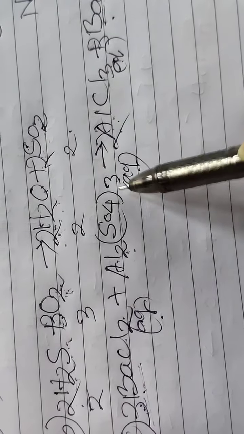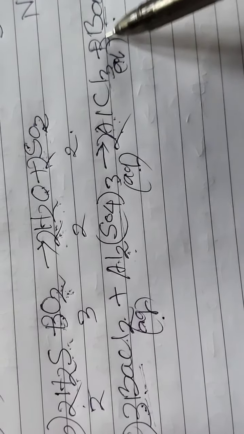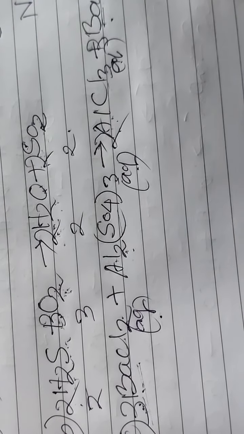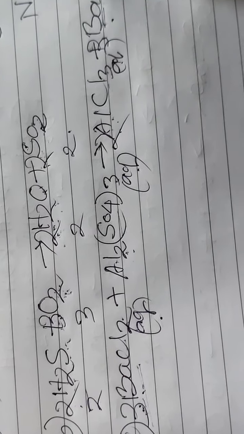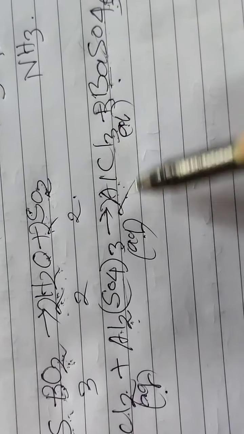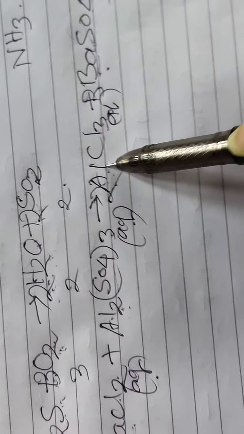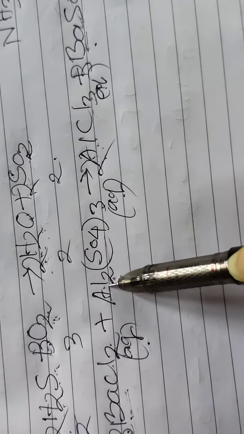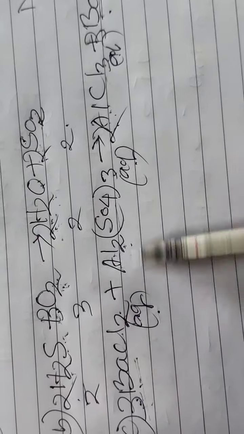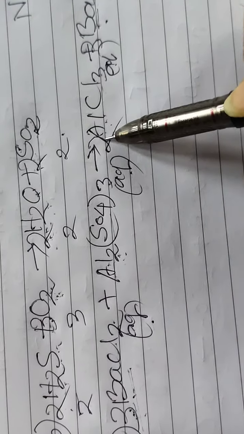Then the SO4 group here is 3, and the SO4 will also be 3 because the 3 is multiplied by both elements in the compound. Next, aluminum: the number of aluminum atoms is 2, here is 2, that is why it is balanced. So the coefficients are 3, 1, 2, 3. Okay, this is the balanced chemical equation.